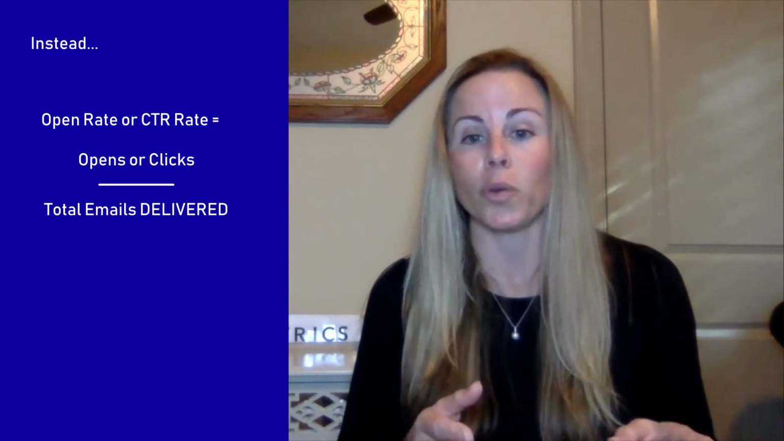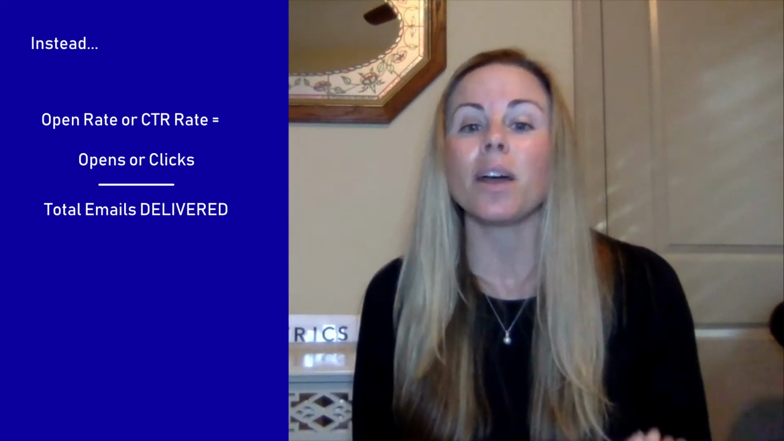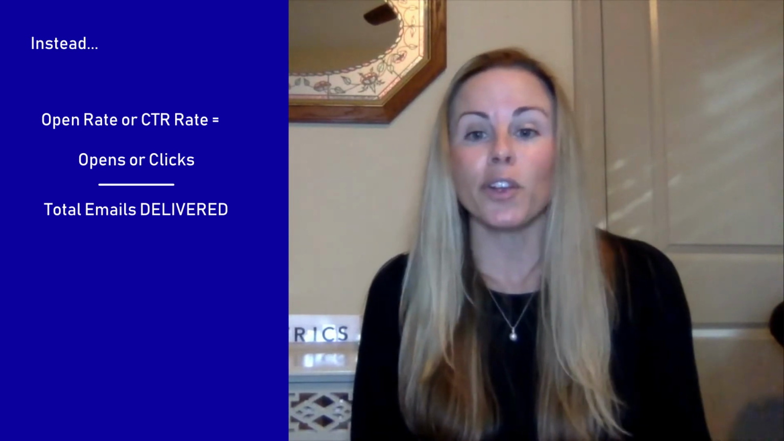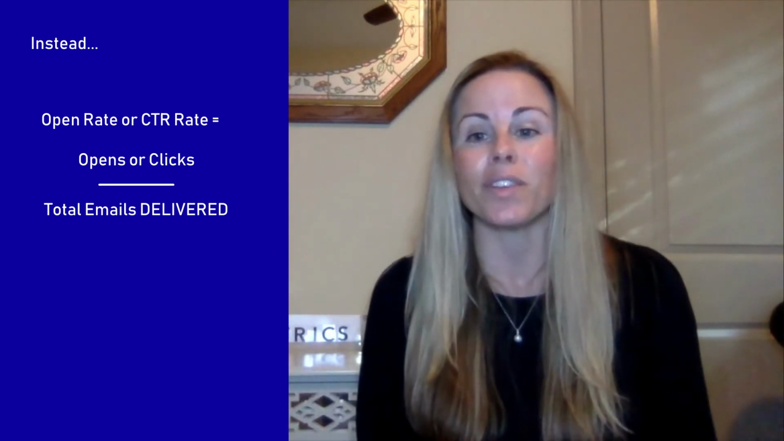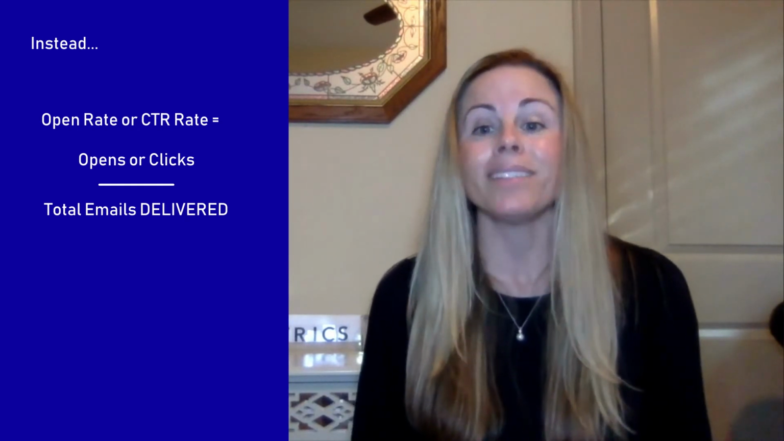Instead, try calculating your open rates and click-through rates by dividing the opens and clicks into the number that was delivered. That will at least give you an accurate picture of how your email performed to those who actually got it and what you may need to improve. As for your bounces, well, that's another feat to tackle and you can always work on that separately. But list hygiene and things like that will come into another video.